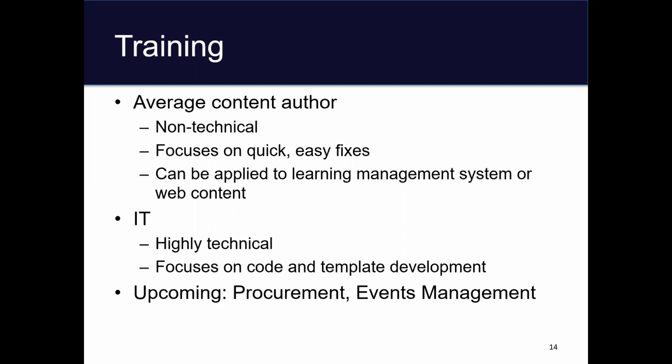And I found that really 3 trainings need to be developed, each targeting different content stewards. So you want to target the average content author, procurement, and IT. Content author training is basic and non-technical, and it focuses on quick and easy fixes. Techniques from this training can be applied to a learning management system or to web content. Procurement training is more in-depth, focusing on questions to ask vendors and contractors. And we recently launched our procurement training.